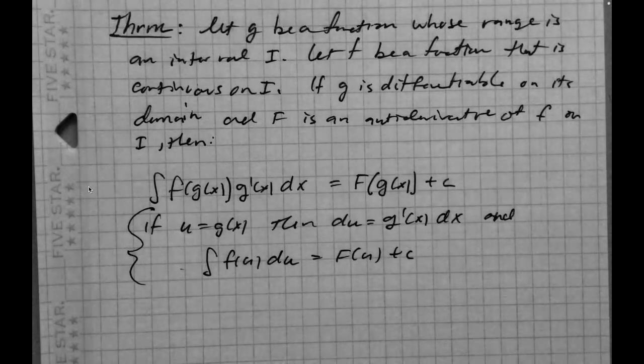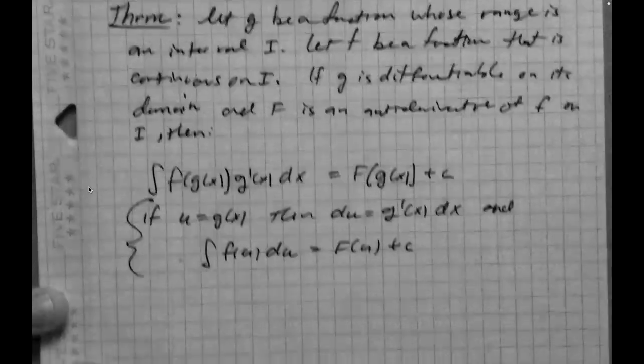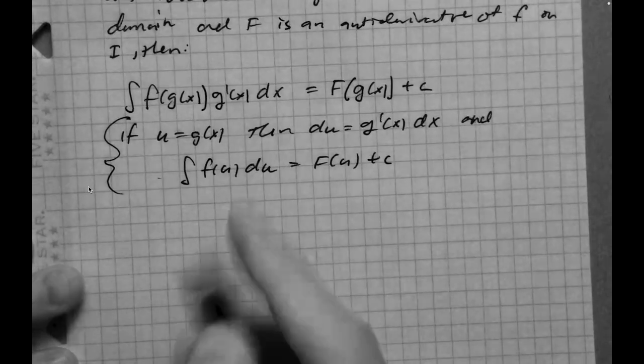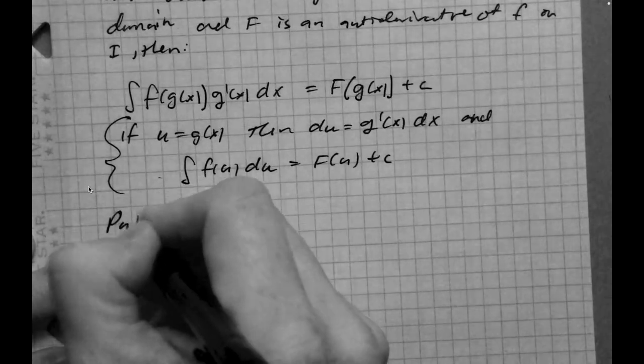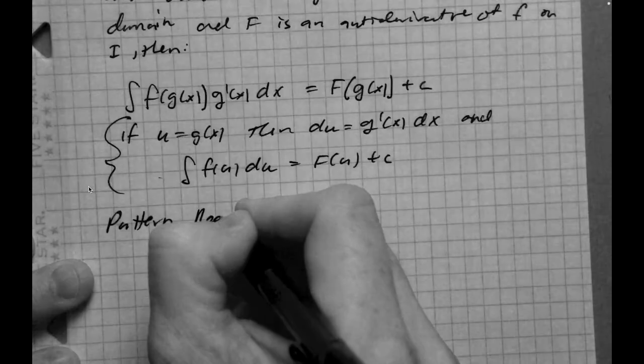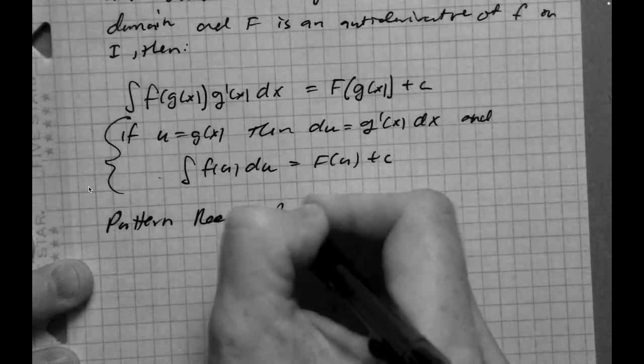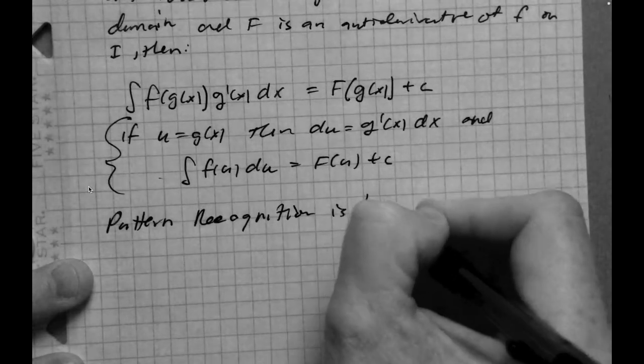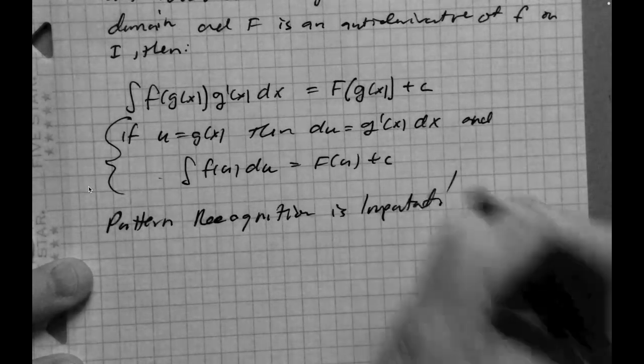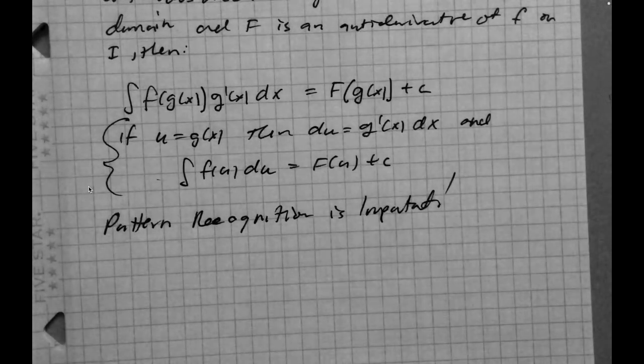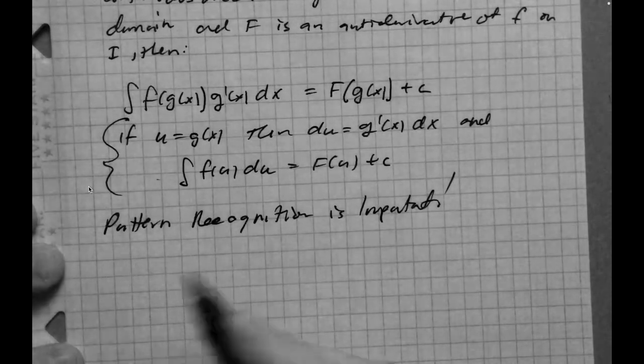So the key here, well, one of the keys, possibly the key, is to get serious about pattern recognition. Pattern recognition is really important with these u substitutions. Okay, pattern recognition is important. So let's do an example here.